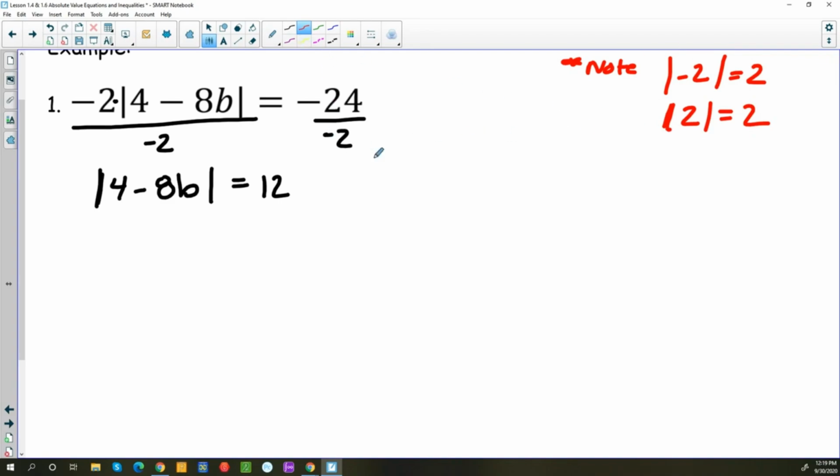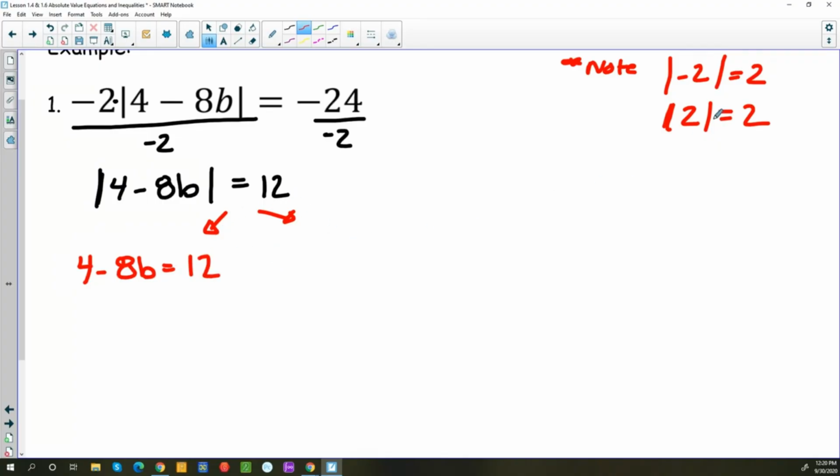So this relates to our next step. We need to solve for b. I just told you that these absolute value bars are almost impenetrable, but if we figure out how to work with them, we can break it down and find b. It actually breaks into 2 scenarios. The first scenario is just as you see it: 4 minus 8b equals 12. Solve from there.